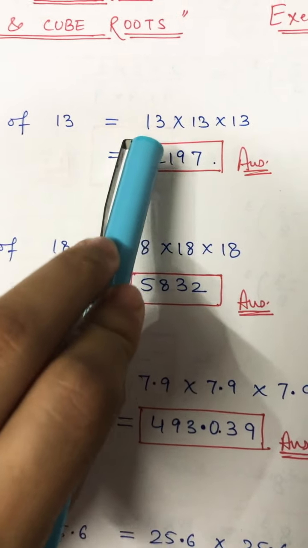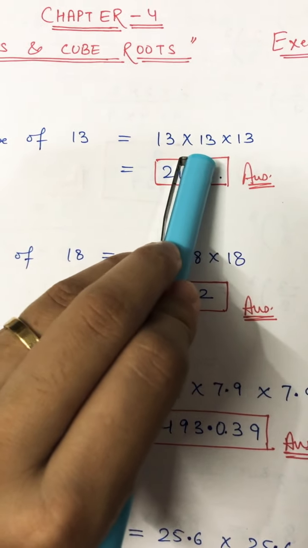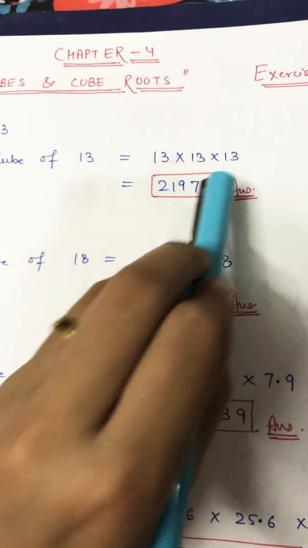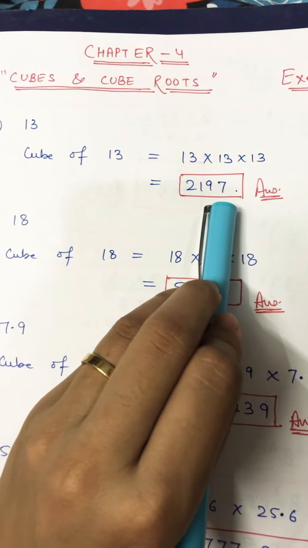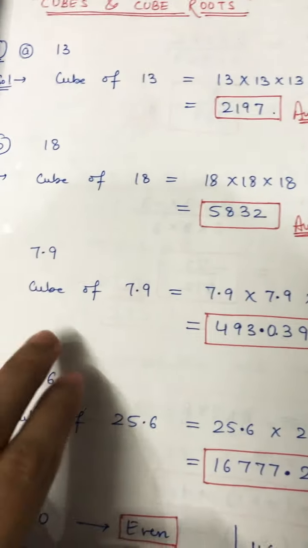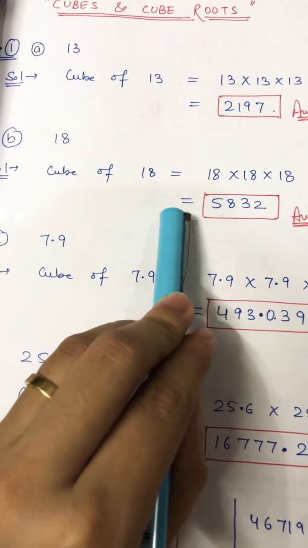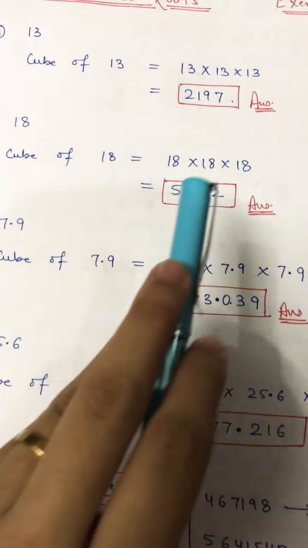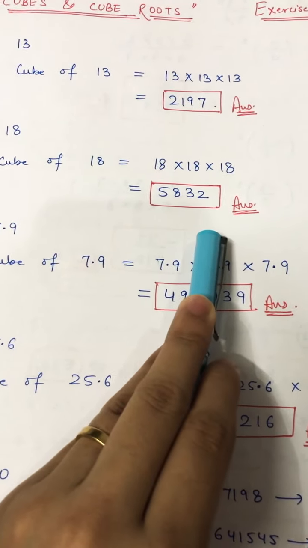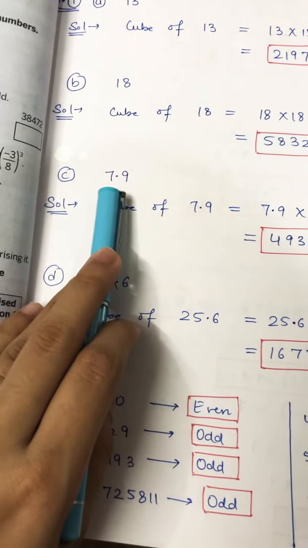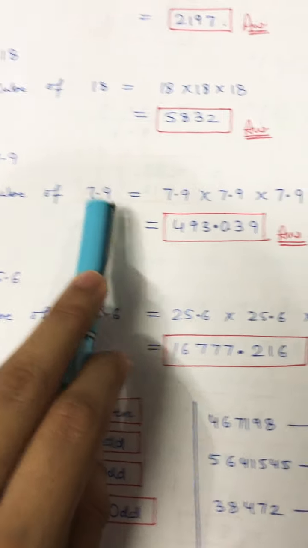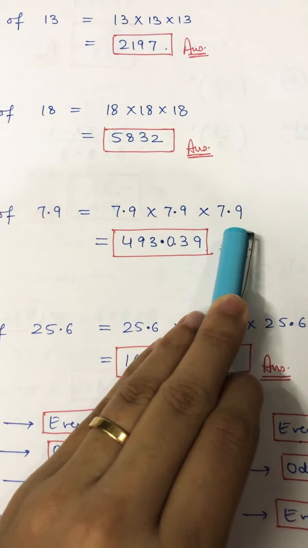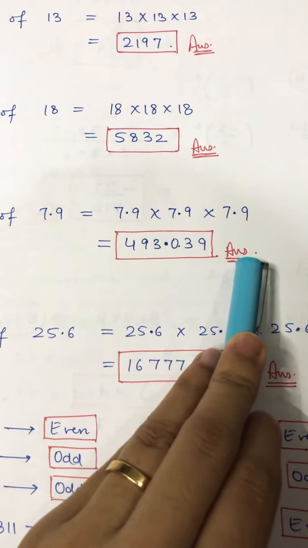Now, 13 multiplied by 13 is equal to 169, and then you multiply with 13, it is equal to 2197. In this way we have to multiply all the parts. Part B is 18. You have to multiply 18 3 times and take out the answer. Part C is 7.9. Cube of 7.9 is 7.9 multiplied by 7.9 multiplied by 7.9, and then take out the answer.